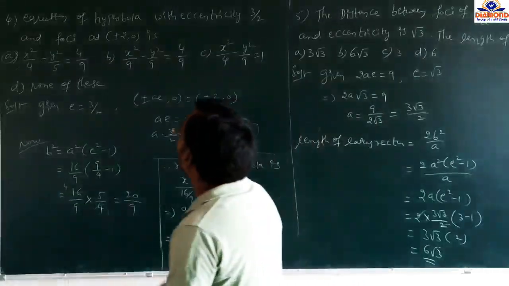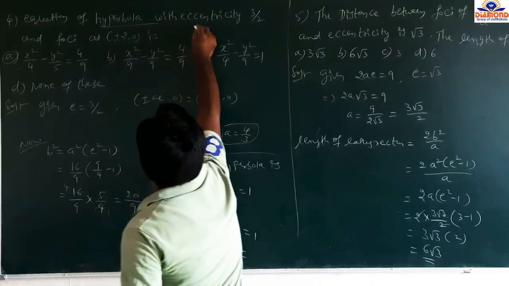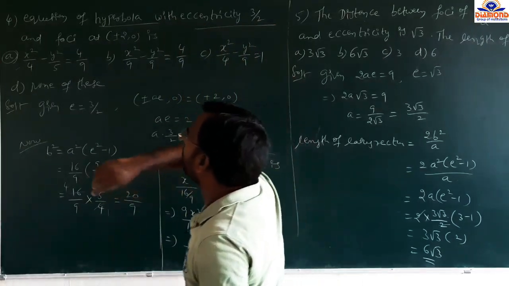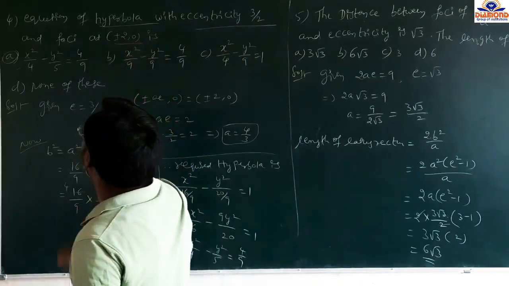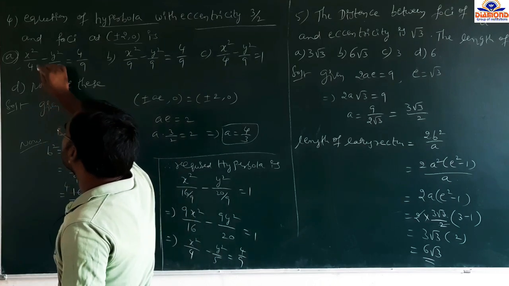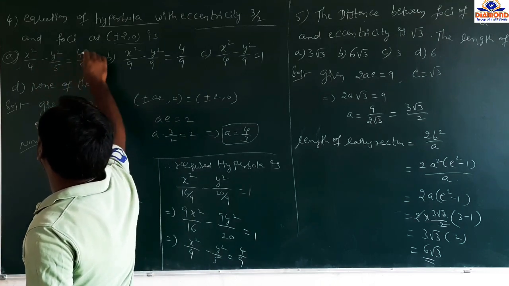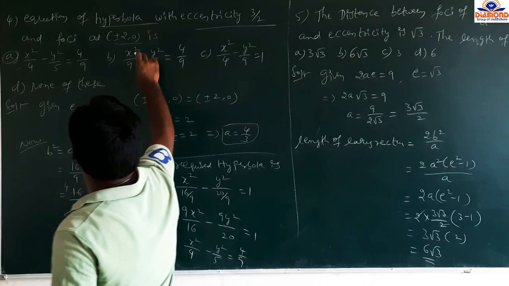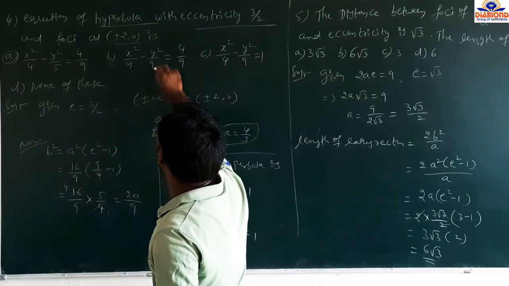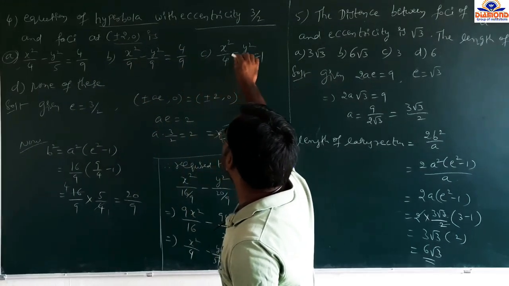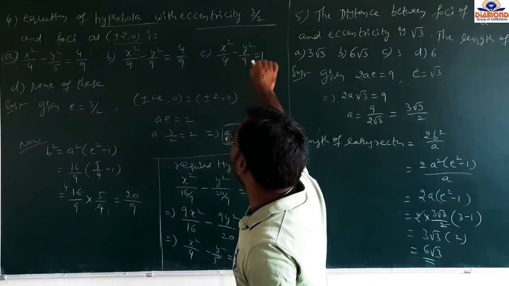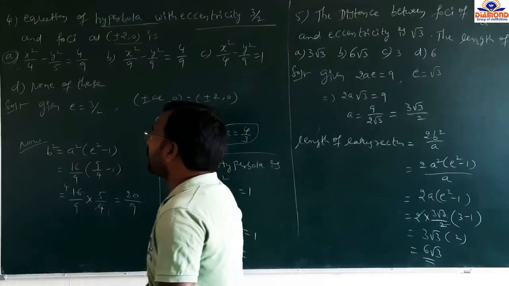Next question. Equation of the hyperbola with eccentricity 3 by 2 and foci at plus or minus 2 comma 0 is: option A x square by 4 minus y square by 5 equal to 4 by 9, option B x square by 9 minus y square by 9 equal to 4 by 9, option C x square by 4 minus y square by 9 equal to 1, option D none of these.